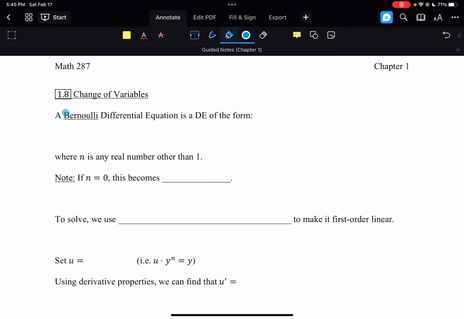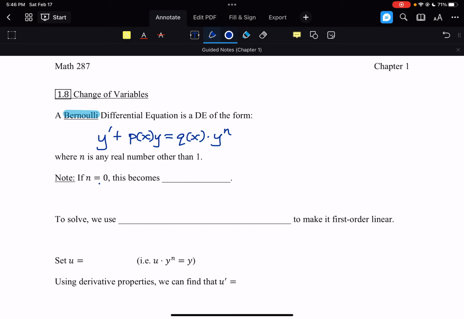First up, we have a Bernoulli differential equation, which has the form y prime + p of x times y equals q of x. This is the same so far, except this is times y to the nth power. So we have a differential equation that is almost first order linear, except it has this y to the n power over here, where n is any real number other than 1. Because if this was y to the first, you could just recombine this over here, subtract it over, and then we wouldn't have this problem.